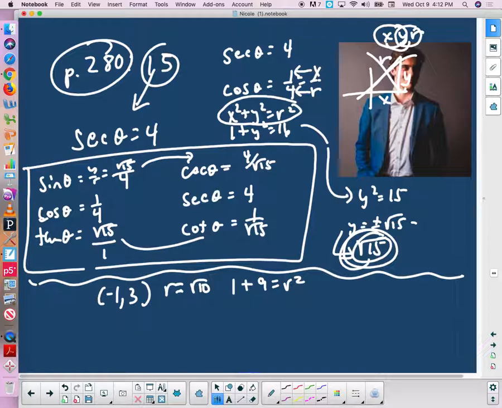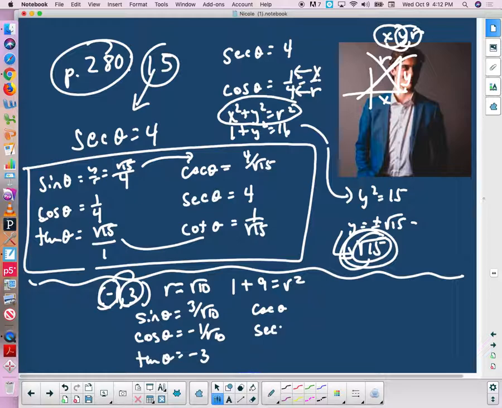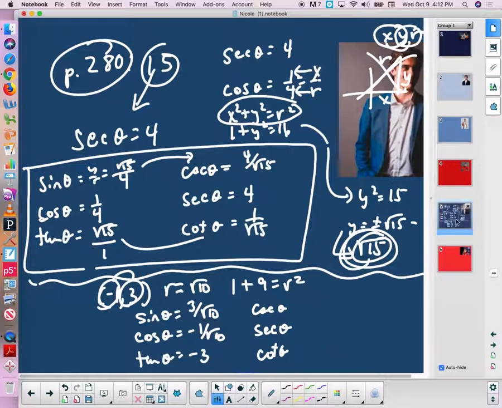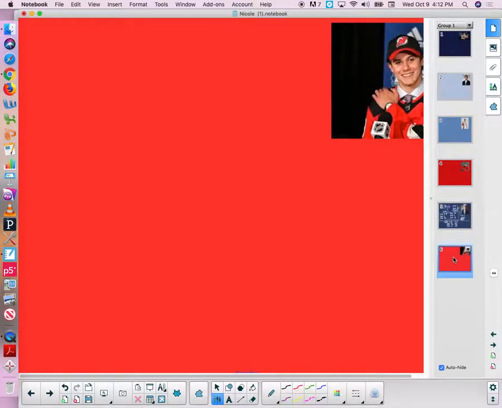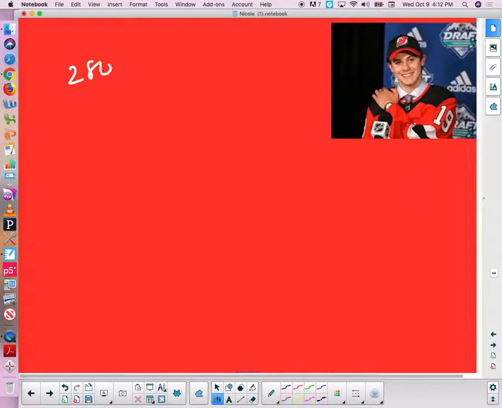Radius is always positive. So I know that the sine of this angle is y over r. The cosine of this angle is x over r. The tangent of this angle is y over x. And then you can flip those over for cosecant, secant, and cotangent. So one more thing. Just do another example before I let you go. So I'm also doing number 16 on page 280, number 16. All right, 16 is cosine theta equals 3/7.